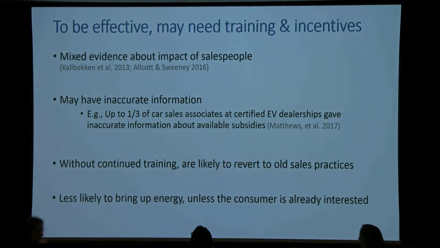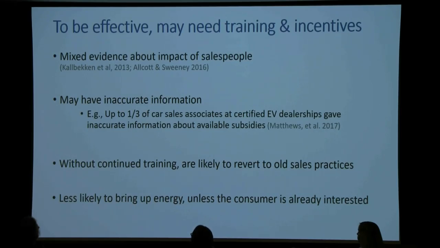In the context of buying appliances, sometimes having a salesperson talk about energy efficiency can increase the effectiveness of a label. But there's one of those Alcott studies where salespeople provided that information and it had no effect. What we see in these studies, and this is a different mystery car shopping study than the one that came up this morning, is that often people who are supposed to know about these goods have inaccurate information. There is a study in Ontario that at certified EV dealerships, a third of the salespeople had incorrect information about the incentives that were available.